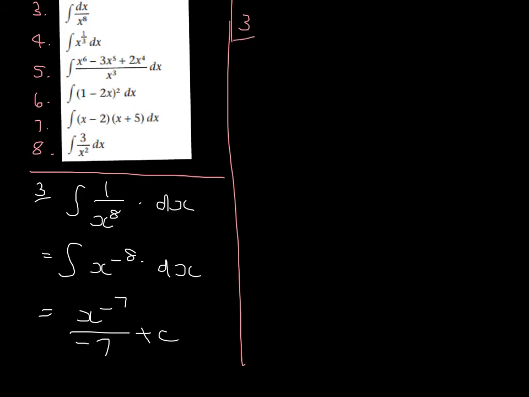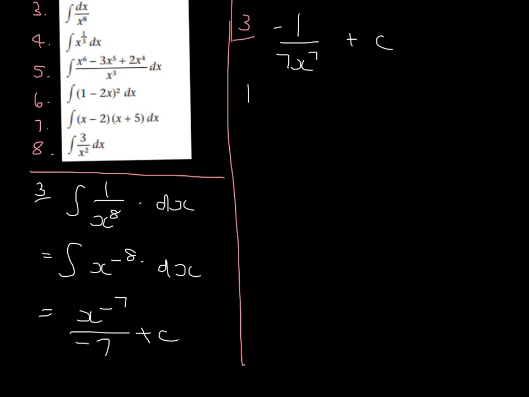Number 3. And so that is minus 1 on 7x to the 7 plus c.